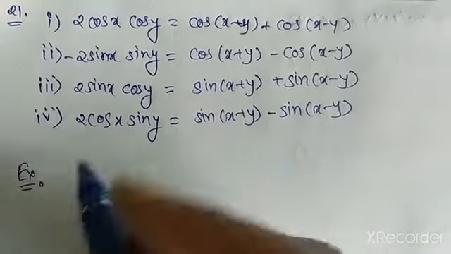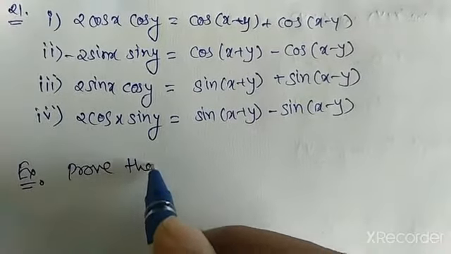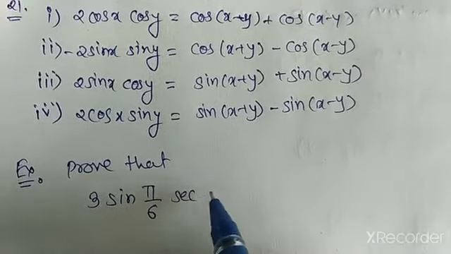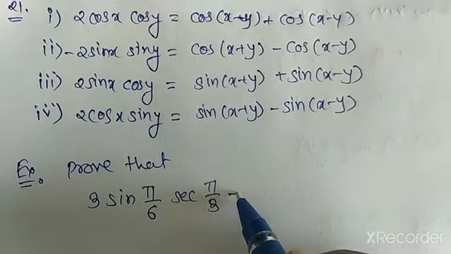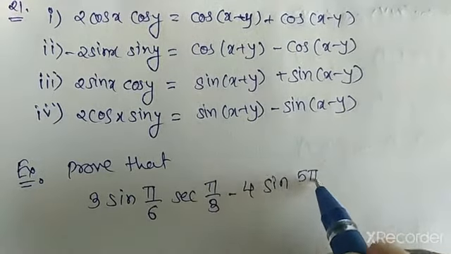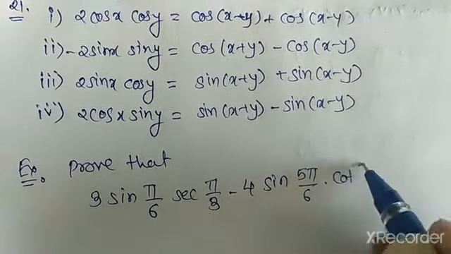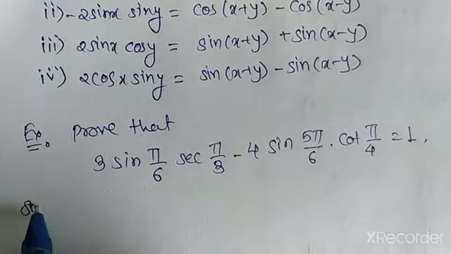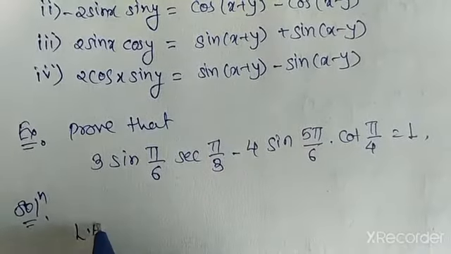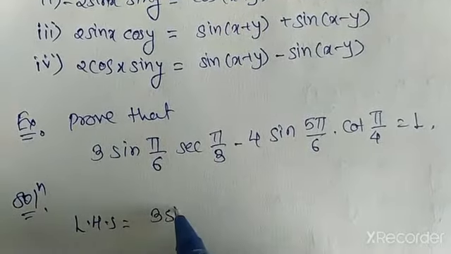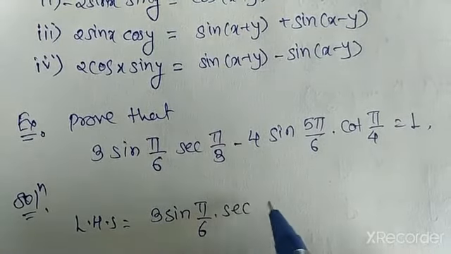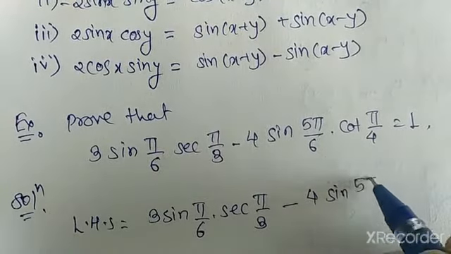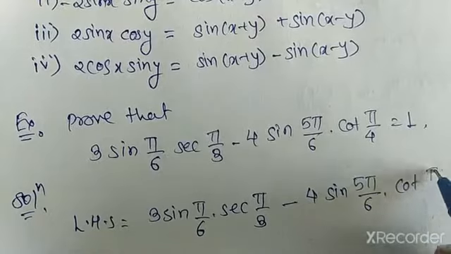We have to prove that 3 sin(π/6) sec(π/3) minus 4 sin(5π/6) cot(π/4) is equal to 1. Okay, so in this solution we consider LHS is equal to, it is given 3 sin π/6 into sec π/3 minus 4 sin 5π/6 into cot of π/4.